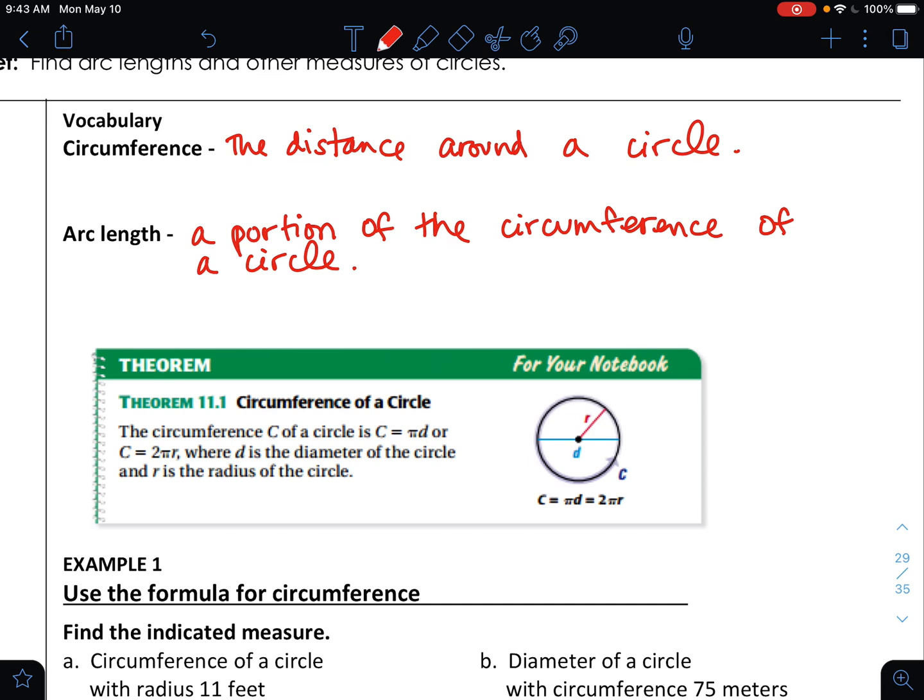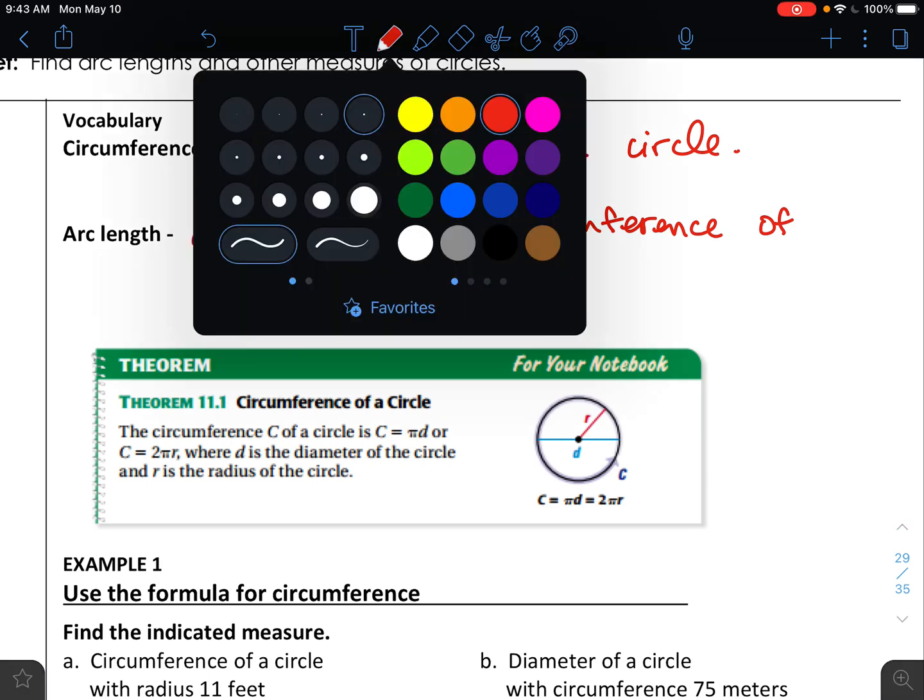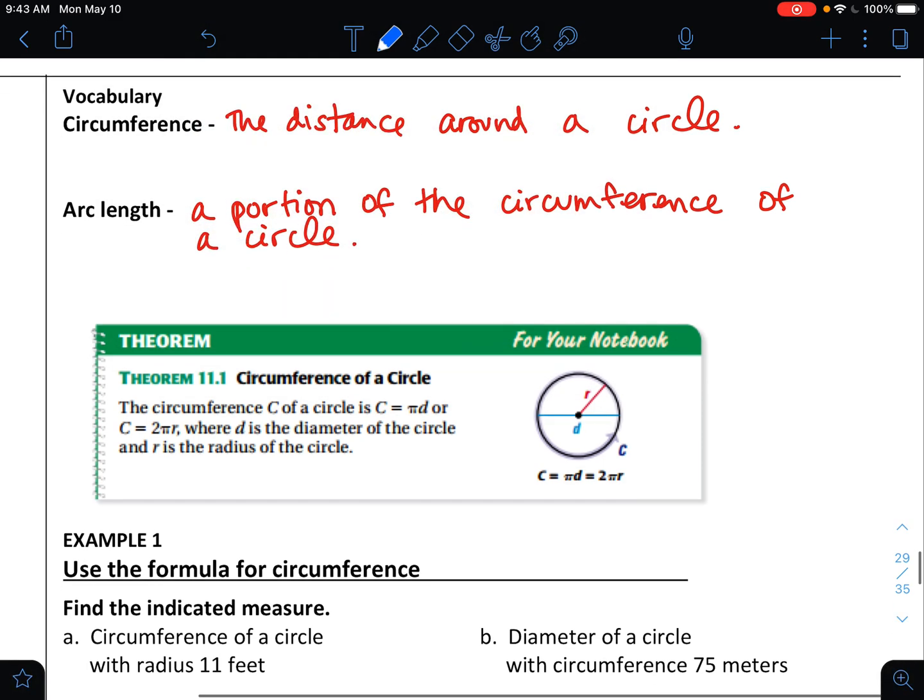So you might want to pause the video. Number one, the circumference, you should know, is the distance around a circle. And then arc length is a portion of the circumference of a circle. So why don't you pause, write those two down and come back. I want to talk about arc length here just a little bit longer. Okay, let me just talk about arc length for just a second.